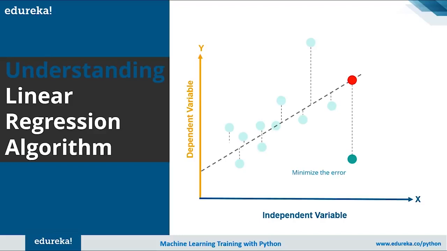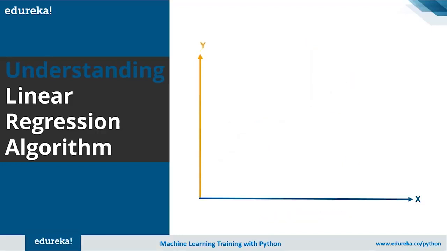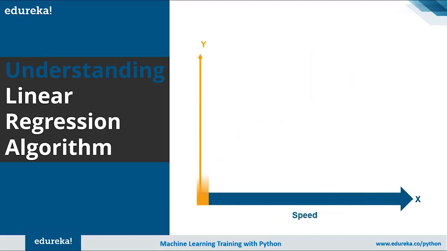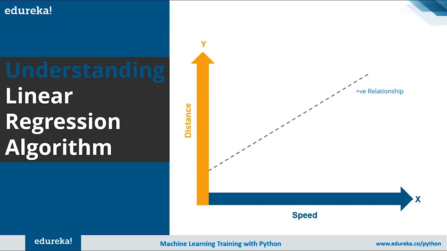But for then, let me tell you this. Suppose you draw a graph with speed on the x-axis and distance covered on the y-axis, with the time remaining constant. If you plot a graph between the speed traveled by the vehicle and the distance traveled in a fixed unit of time, then you will get a positive relationship.